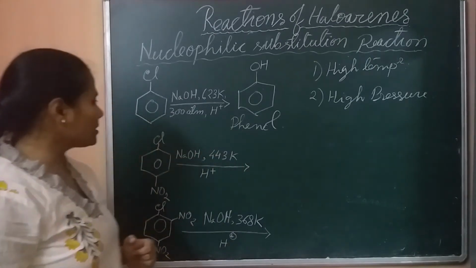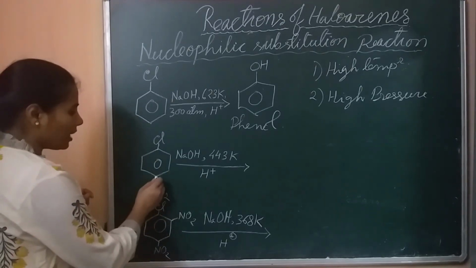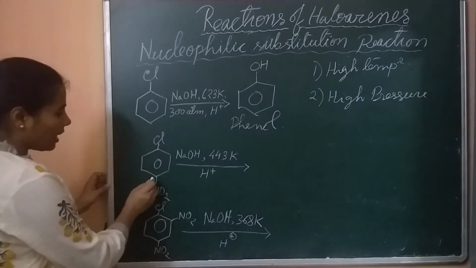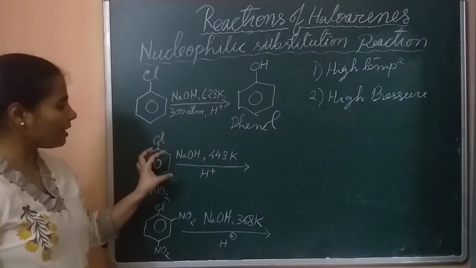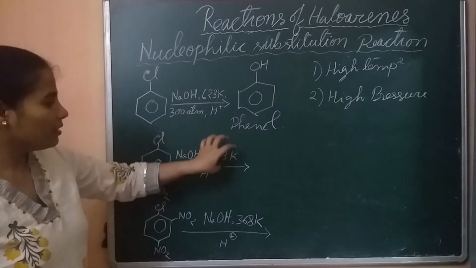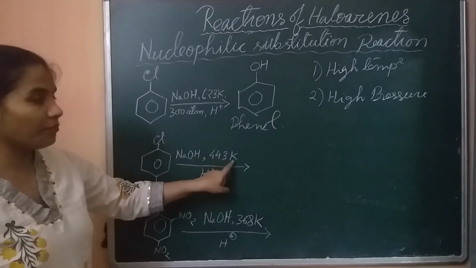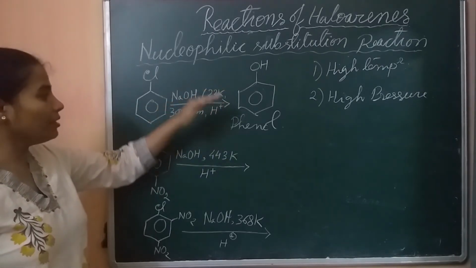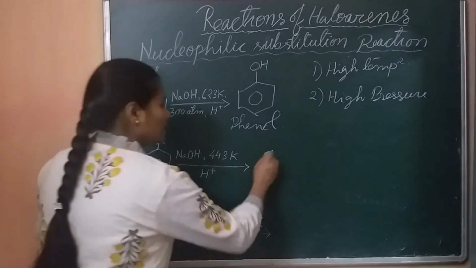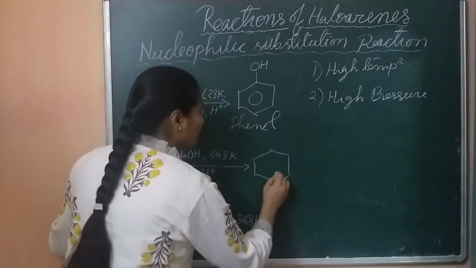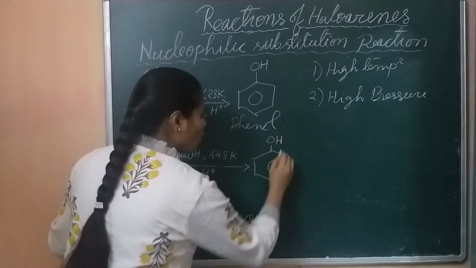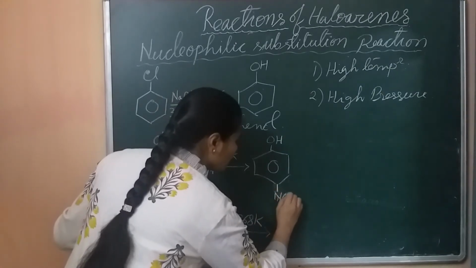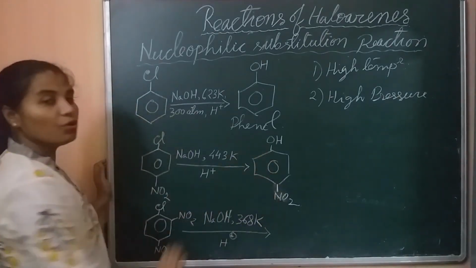Now, next we will see another reaction. Here I have taken 4-nitrochlorobenzene. Here I have put sodium hydroxide and the temperature is 443 Kelvin. Mind it, this temperature is less than the previous temperature. In presence of acid, it will form again phenol, that is para nitro phenol. Okay, this is para nitro phenol.